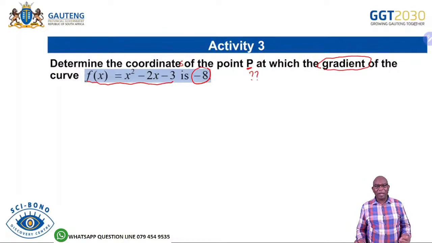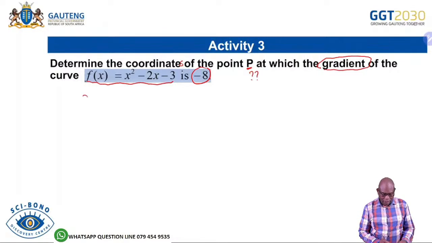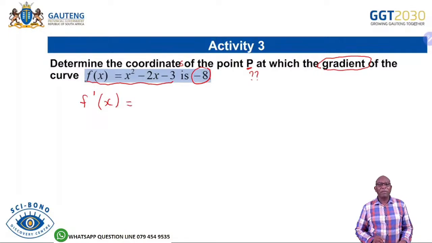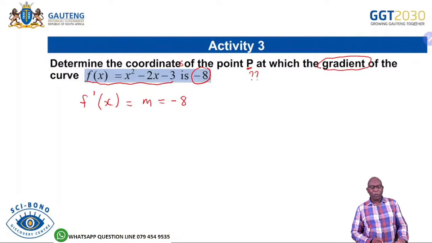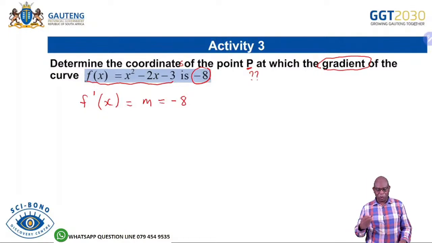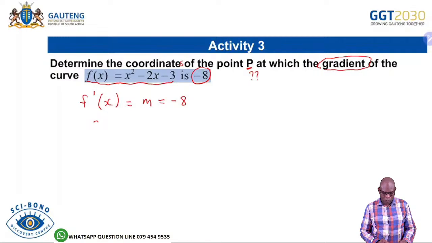So where do we start now? Remember, how do we get the gradient? We differentiate. So if I differentiate f of x, I get a gradient. And that gradient is negative 8. So whatever I get when I differentiate it, I equate it to negative 8. So I'm differentiating that, so it's going to be 2x minus 2. That will give me negative 8.